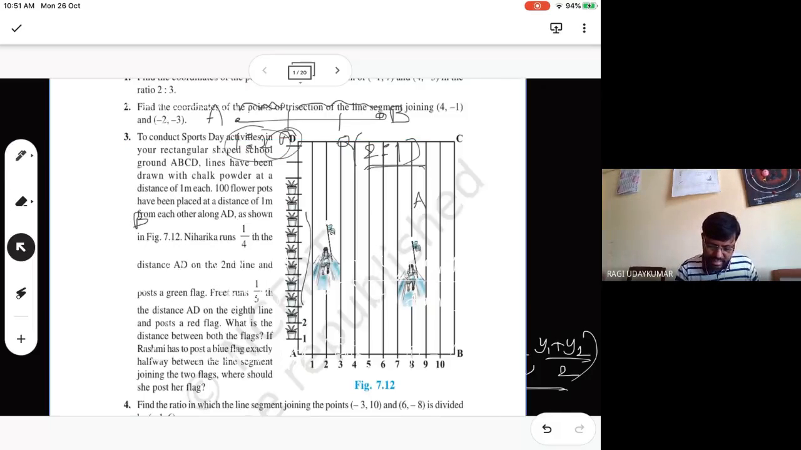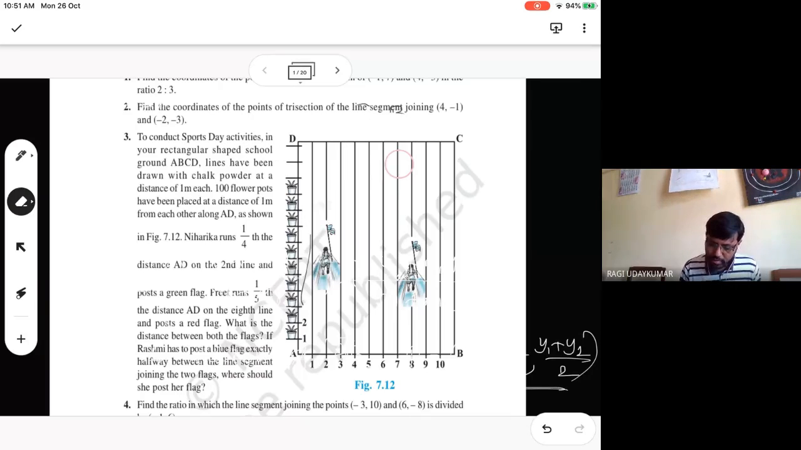See here, problem number 3 is given to you. What is given? To conduct the sports day activities in your school. So like this, you try the problems at home, whatever is given to you, and the remaining problems, whatever doubts you get, I will explain in the next class.